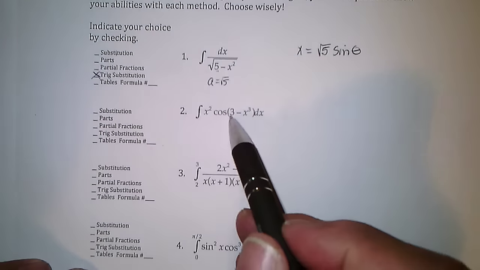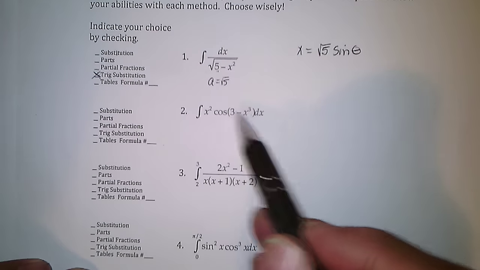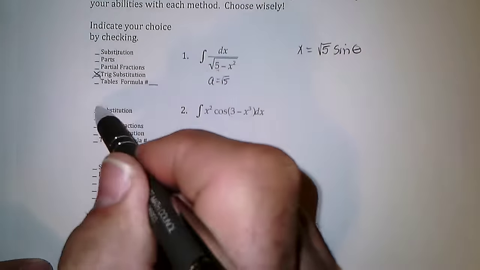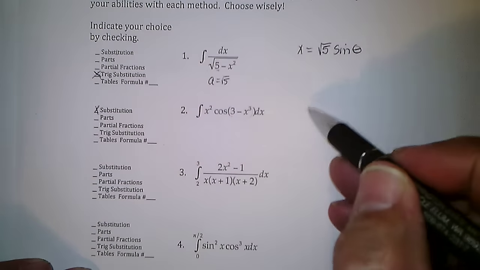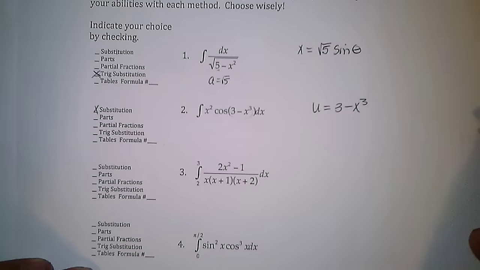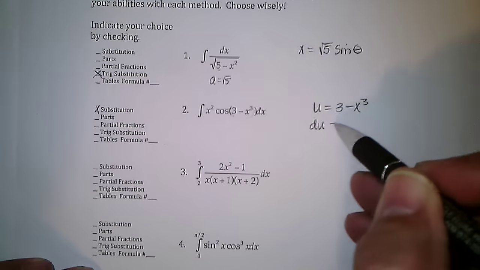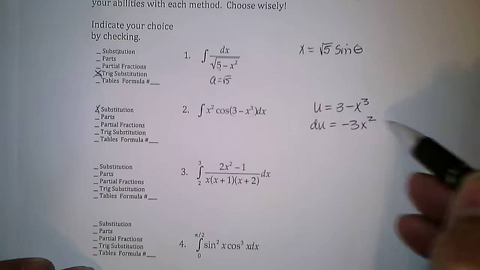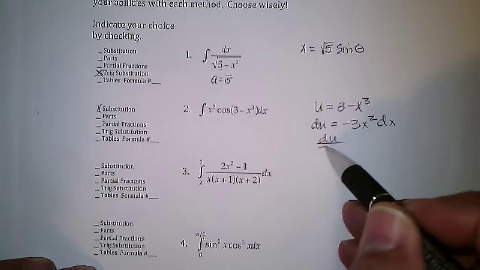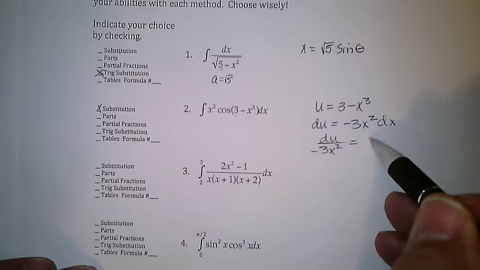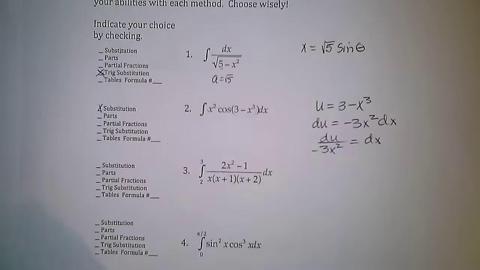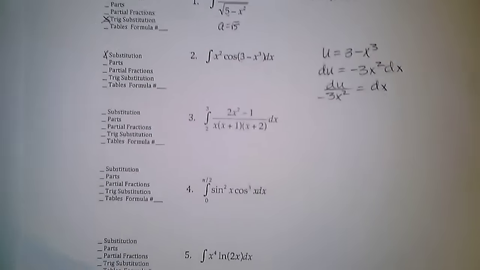This one, if we let u be this, the derivative would be 3x squared. And I think the x squareds would cancel. I think this would be just a pretty simple substitution problem. I would let u equal 3 minus x to the third. And then du would be minus 3x squared dx, and du over minus 3x squared would be the replacement for dx, and the x squareds would cancel. I get a minus a third out there. So it looks like that one would be pretty good for that.